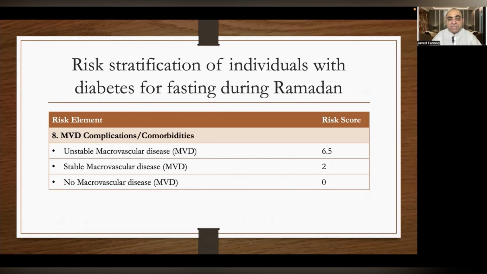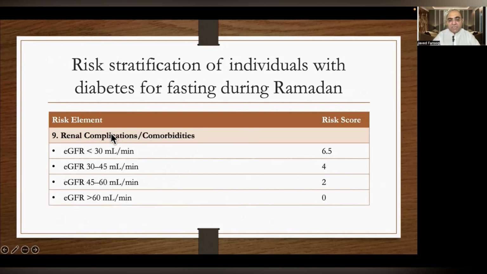Going to the eighth risk element, that is the macrovascular disease complications or comorbidities. When there are no vascular disease or comorbidities, 0 score. When there is stable macrovascular disease, then a score of 2 is given. When the macrovascular disease is there and it is unstable, 6.5 score is given.